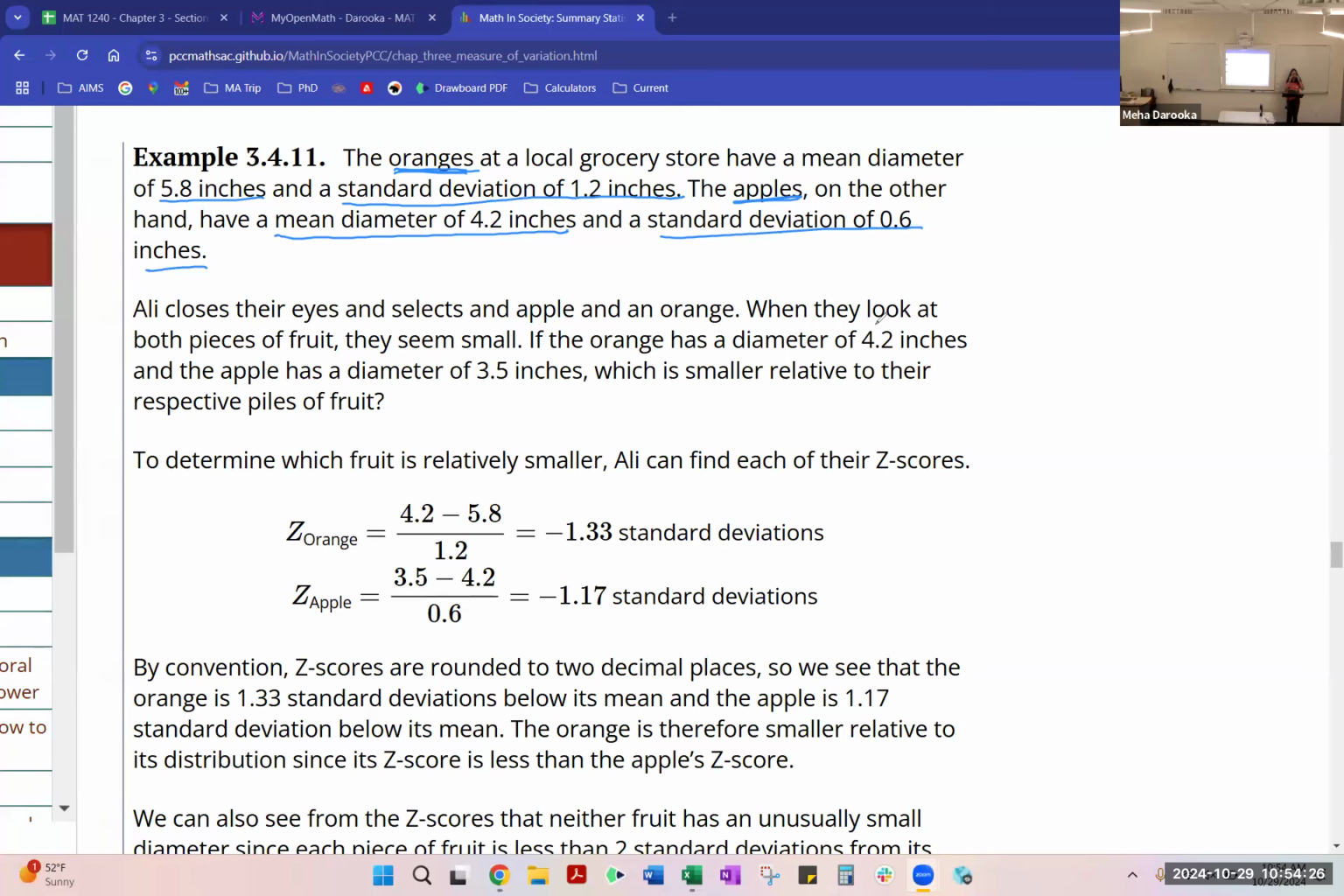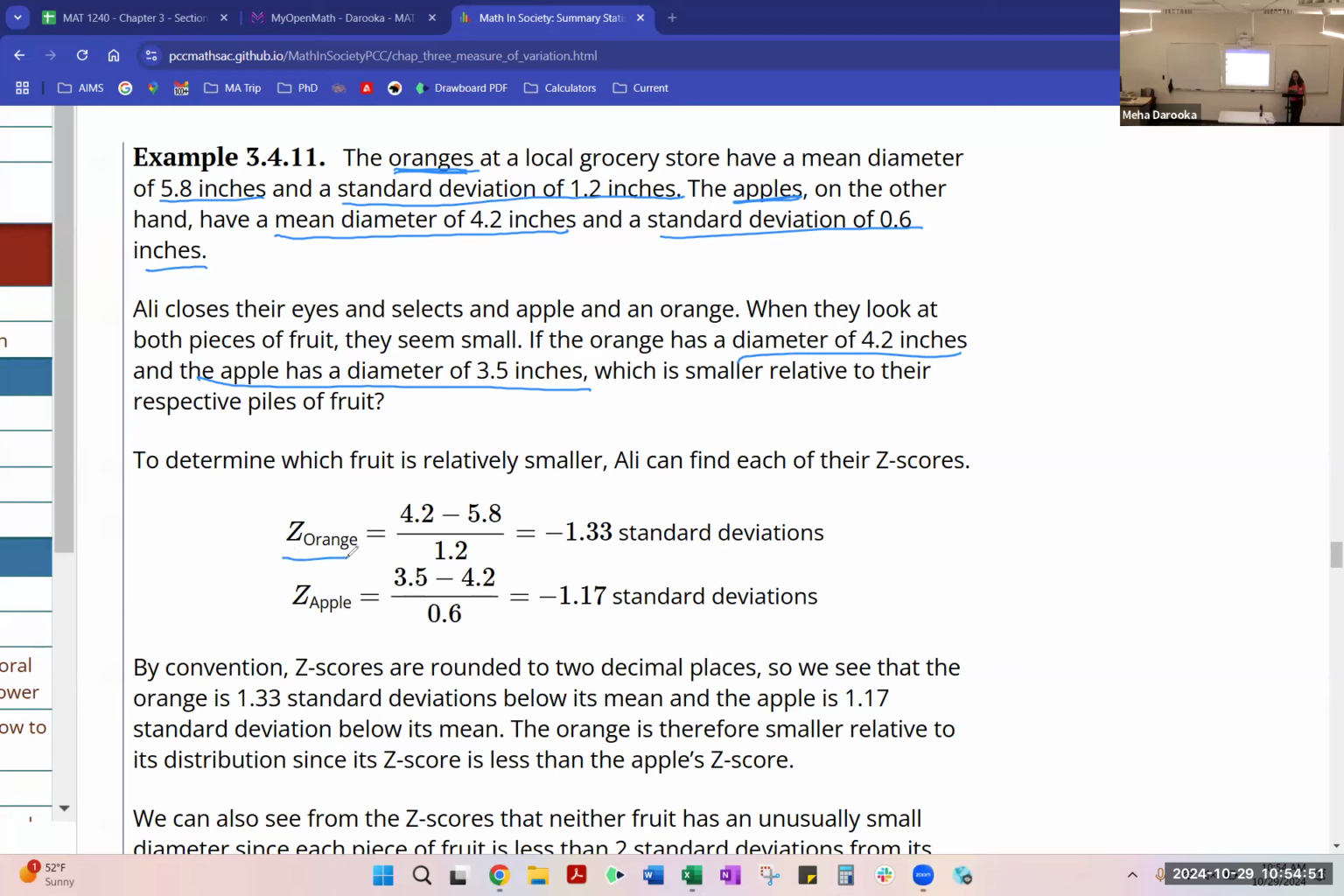So they're basically saying Ali closes their eyes and selects an apple and an orange. When they look at both pieces of fruit, they seem small. If the orange has a diameter of 4.2 inches and the apple has a diameter of 3.5 inches, which is smaller relative to their respective piles of fruit? So this is where the z-score basically comes in.